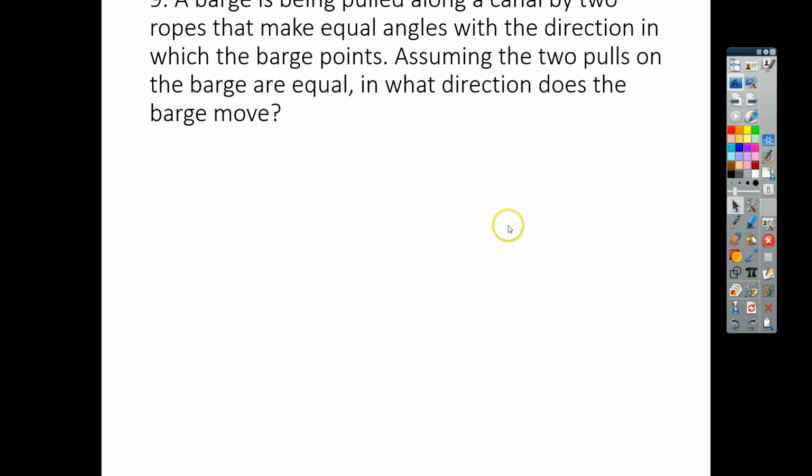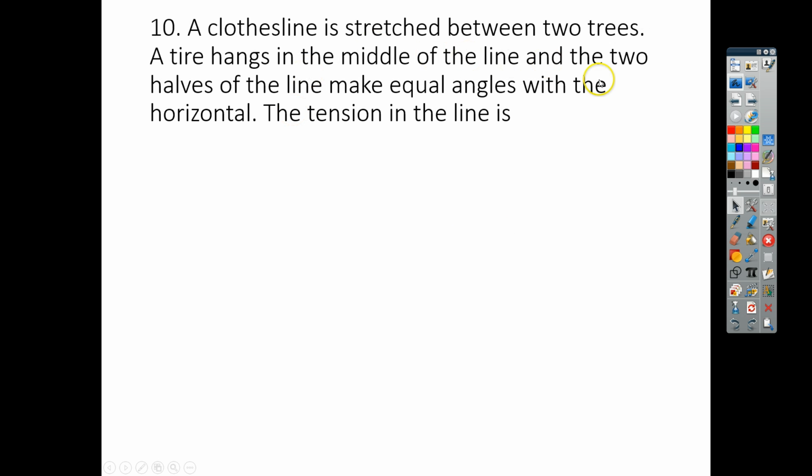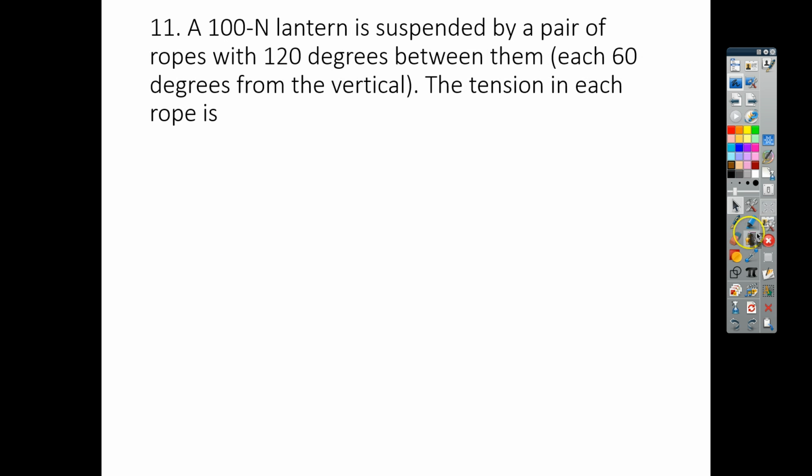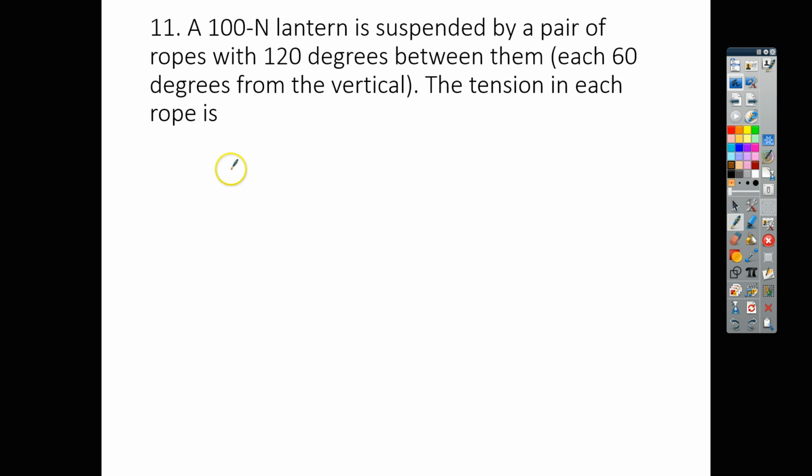Next question is number 10. This one says a clothesline is stretched between 2 trees. So I've got a couple of trees here. Let's go ahead and draw our trees. Here's one tree. Here's the other tree. We'll put a little green on the trees here like that. And now what I'm going to do is put a line between them.